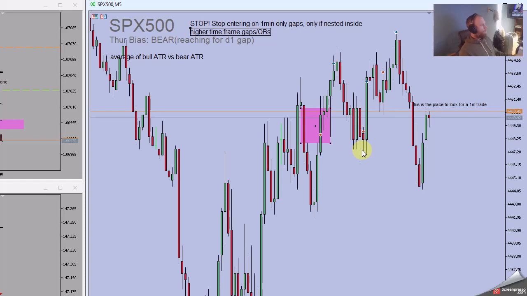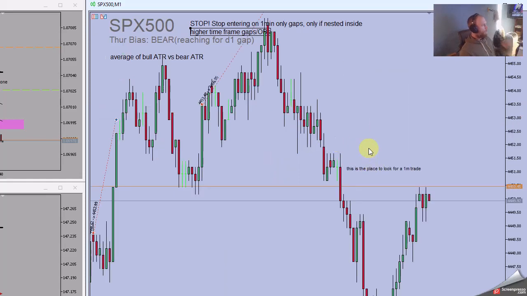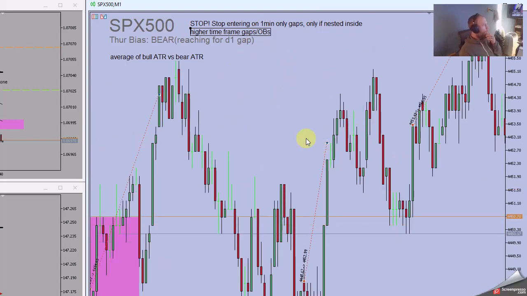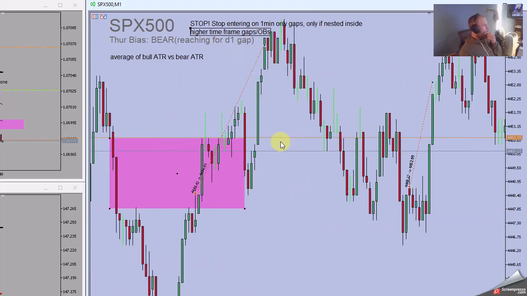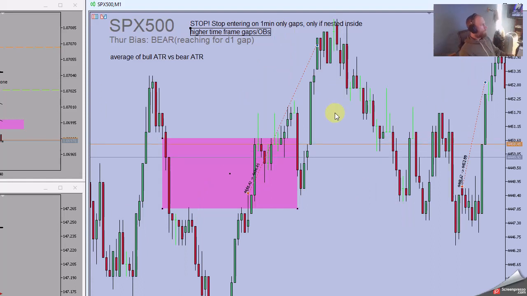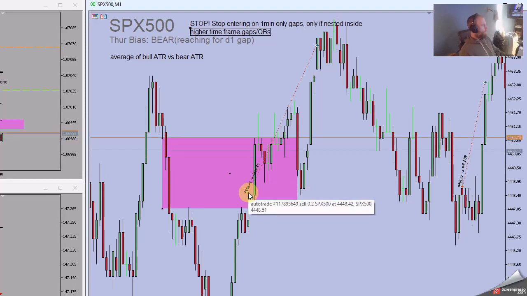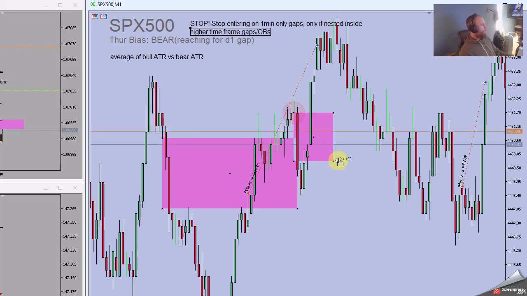Okay, so what I didn't do is wait for the new setup to form within that. So this was much too early. This was just a gap entry on the 5 minute rather than looking back down here to the 1 minute and then looking for an overlap gap. So that would be in here technically, I think.